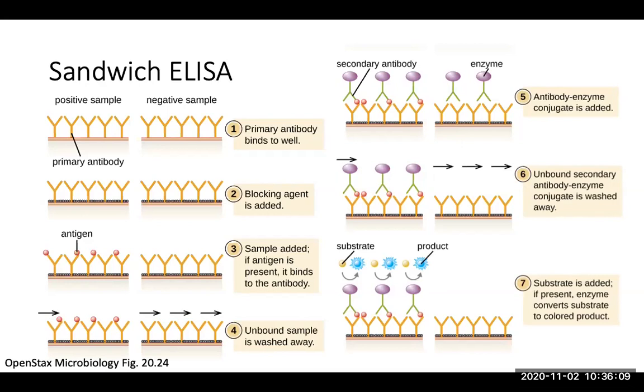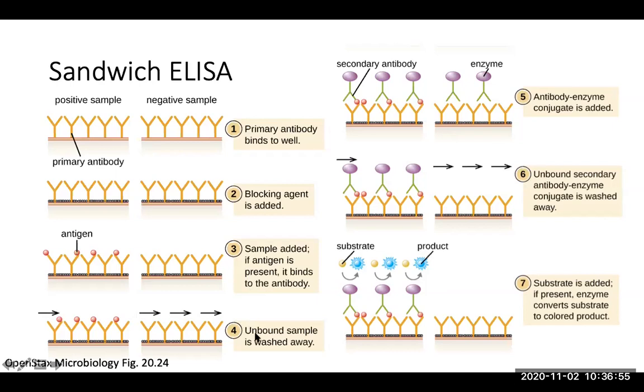Then you're going to add the sample. In the Labster simulation, the antigen that you're trying to quantify is actually a protein, factor 9, which is used for treating people with hemophilia. And you're trying to figure out how much factor 9 is made by different cell types. And so you add the sample, and if factor 9 is present, then it will bind to the antibodies that are stuck here. And then you're going to wash the wells out.